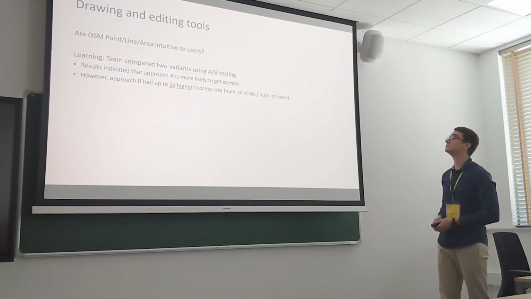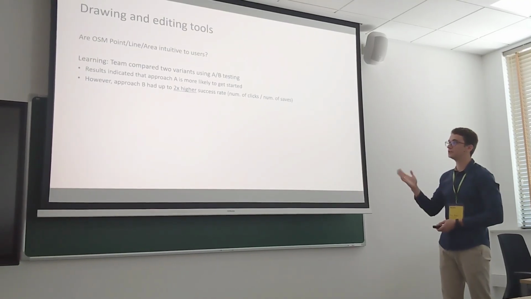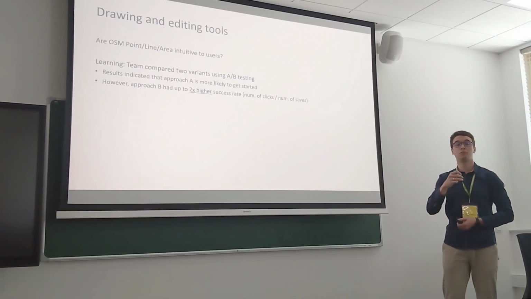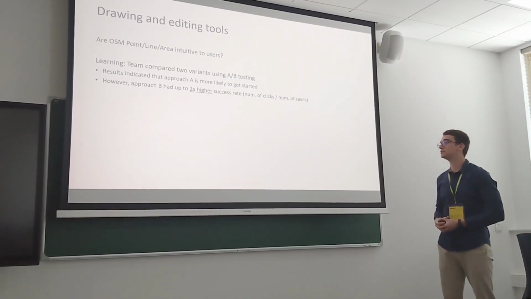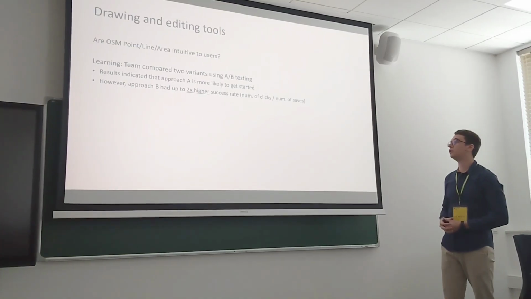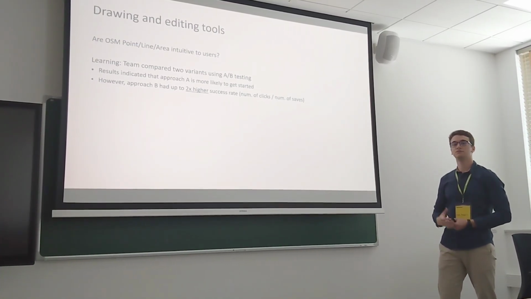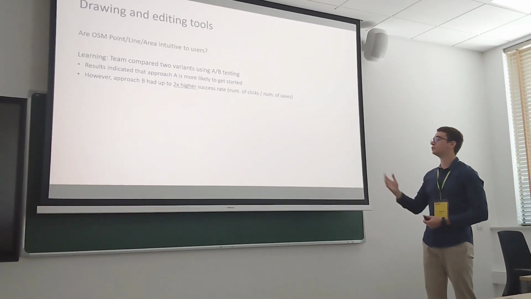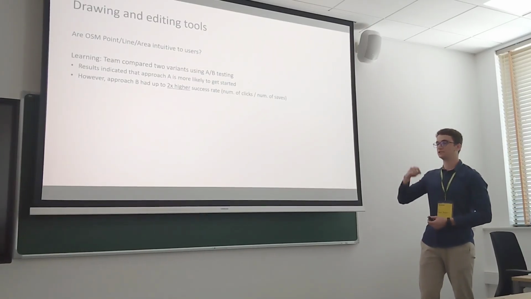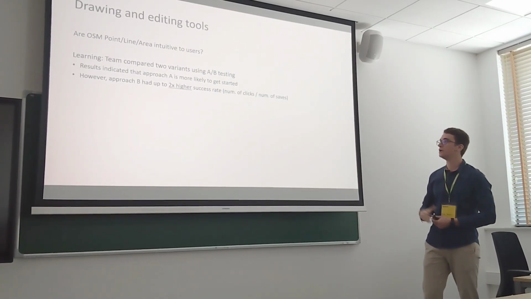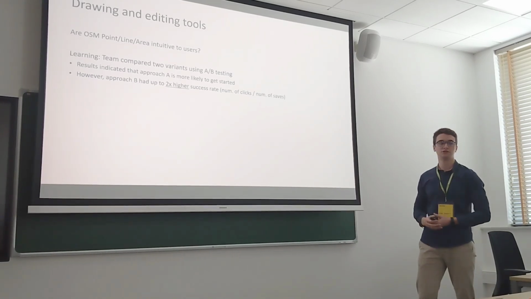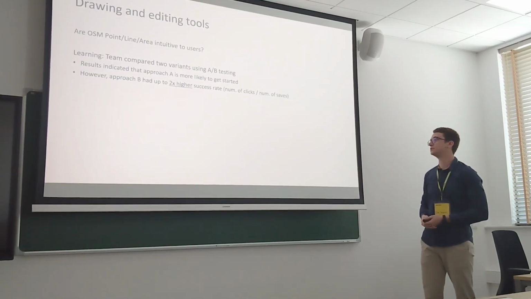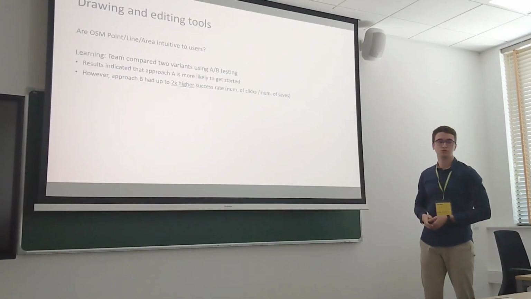To answer these questions, we had some results, and they indicated that it was much more likely that users would click on point, line, or area and start drawing, and our assumption is that it's because they didn't quite understand what the buttons mean. And while this is true, for approach B that I showed, where you first select the specific type and then do the drawing, we actually had a 2 times higher success rate. Success rate is, for example, from click to actually submitting something. And so this is why we kept approach B.